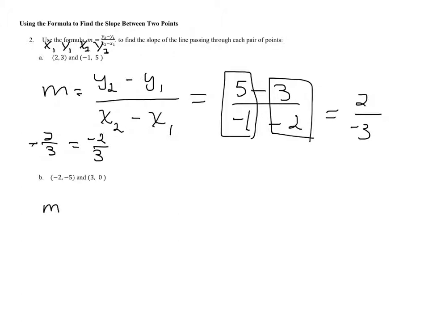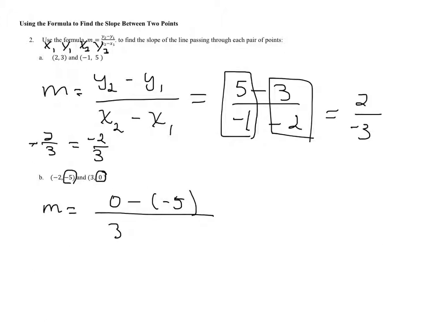Okay, so it's Y2, which is the Y coordinate of the second point, 0, minus the Y coordinate of the first point. And this is where people get messed up, is all these negatives. So just take your time. You're going to mess up a sign here or there, but you'll go back and correct. That's how it always is.